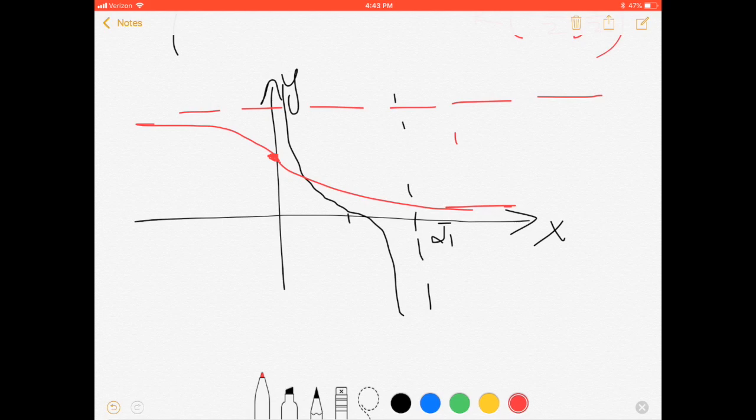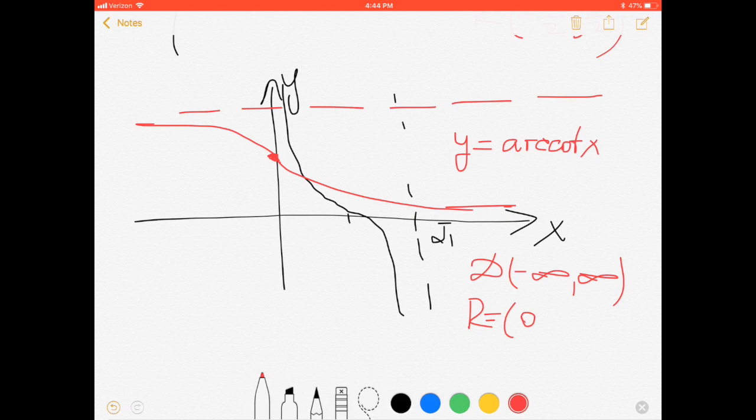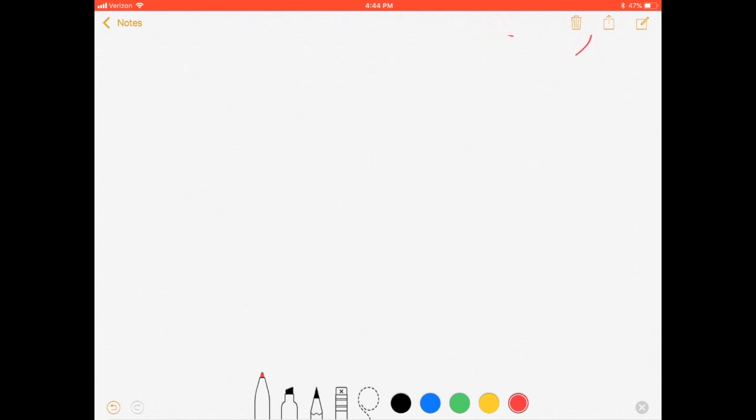For the graph y equals arccotangent x, you have domain negative infinity, positive infinity, and range will be from 0 to pi, open interval, because these are two horizontal asymptotes and it never intercepts. Okay, never reaches.